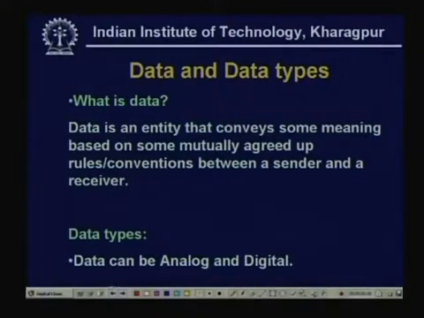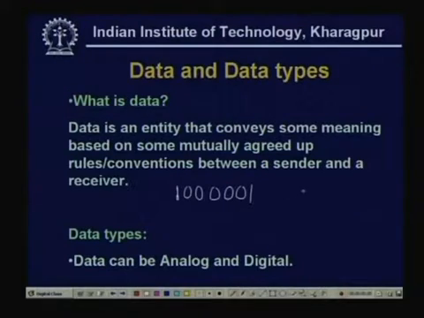Let us take up an example. Say the sender has sent some data, say 1 0 0 0 0 0 1, that has been sent by a sender. Now as such, this bit sequence has no meaning, and the receiver cannot really understand what it is and what for it has been sent.